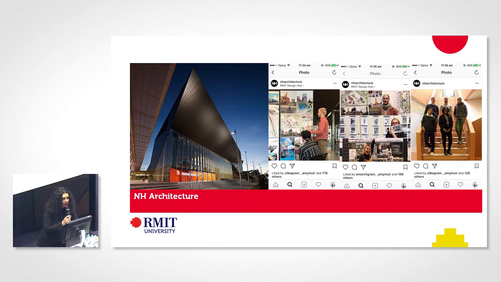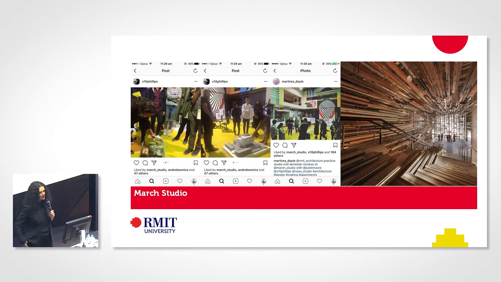And of course, we do a lot of stuff out in the profession. So these are some students on a research placement at NH Architecture that we run every semester. NH were the architects that did QV redevelopment, the Melbourne Convention Centre, and they come to do some more exploratory work with us in the university.